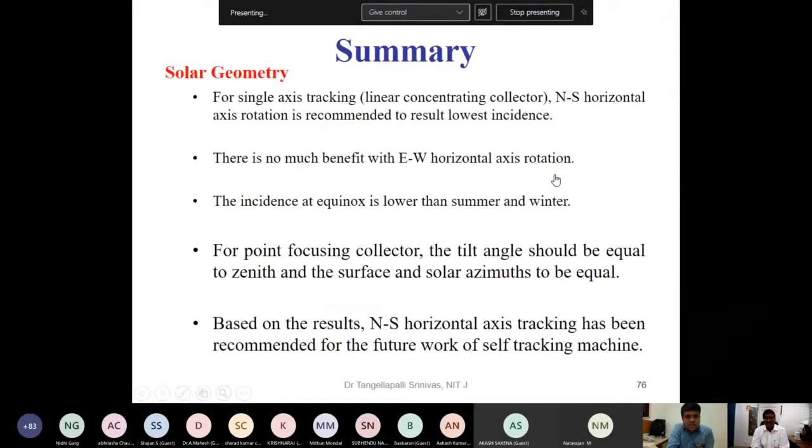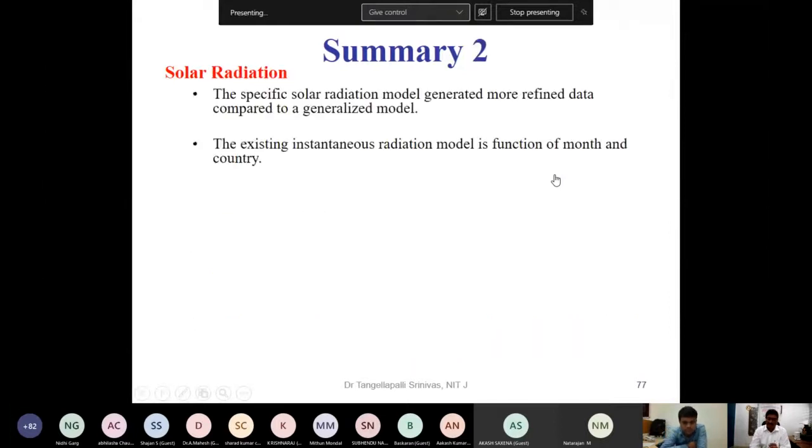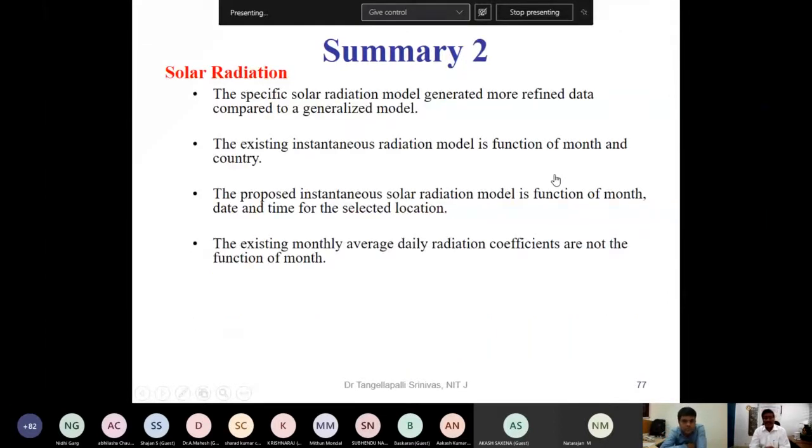Thank you. Let me conclude with the advantages of the study of solar geometry. The first point is that we can select the best method of solar tracking system: periodic, seasonal, daily, continuous or intermittent, whatever the case may be, and single axis or double axis. As per the application, we can select the best method. And we can predict a refined model of solar radiation using solar geometry.